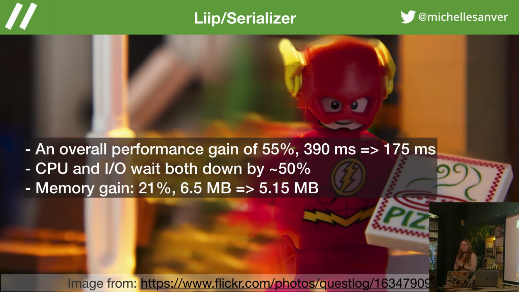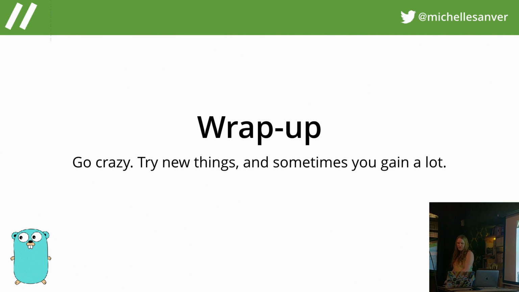So with this, we got an overall performance gain of 55%. CPU and IO both down by 50%, and memory gain of 21%. Pretty cool.